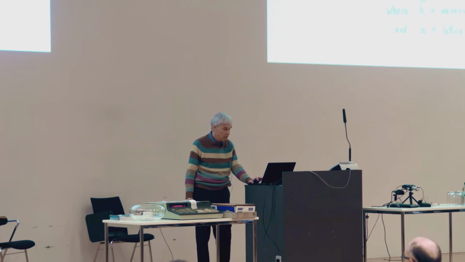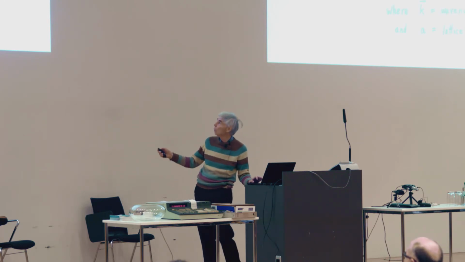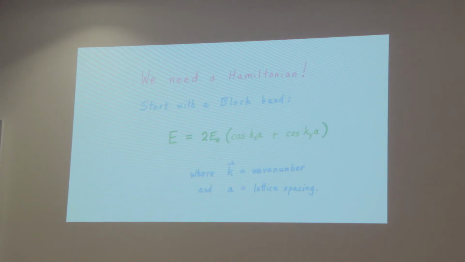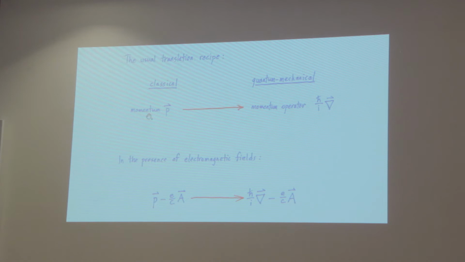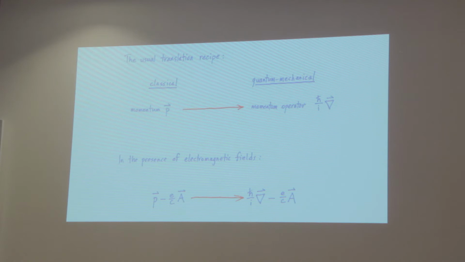What one begins with is we need a Hamiltonian, and we start with the equation that represents a Bloch band, which would be this energy as a function of the two wave numbers kx and ky, where a is the lattice distance. And so this is a Bloch band. This is the wave number. Now there's the classical way in which one makes a quantum mechanical Hamiltonian out of a classical expression, which is to replace the momentum by a momentum operator. Well, we didn't have exactly a momentum there, but we did have a wave number, k, and h bar times k can be thought of as a crystal momentum.